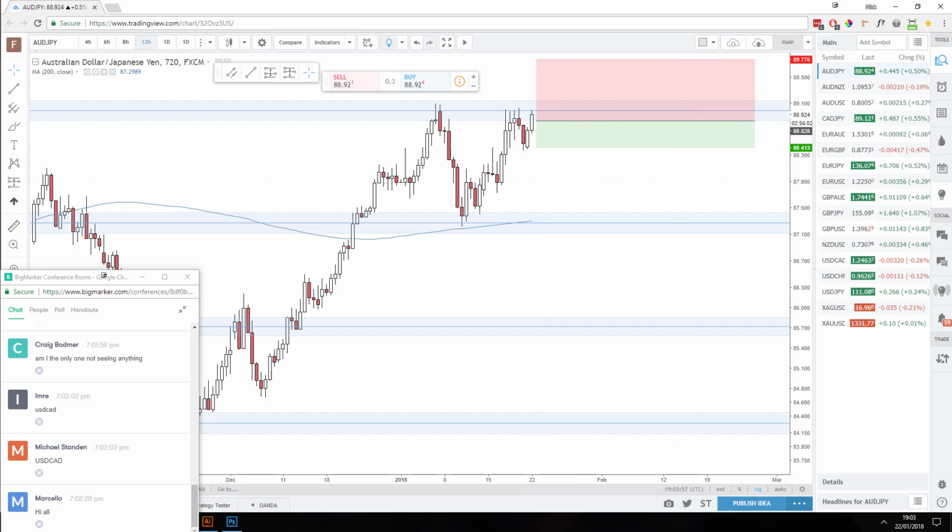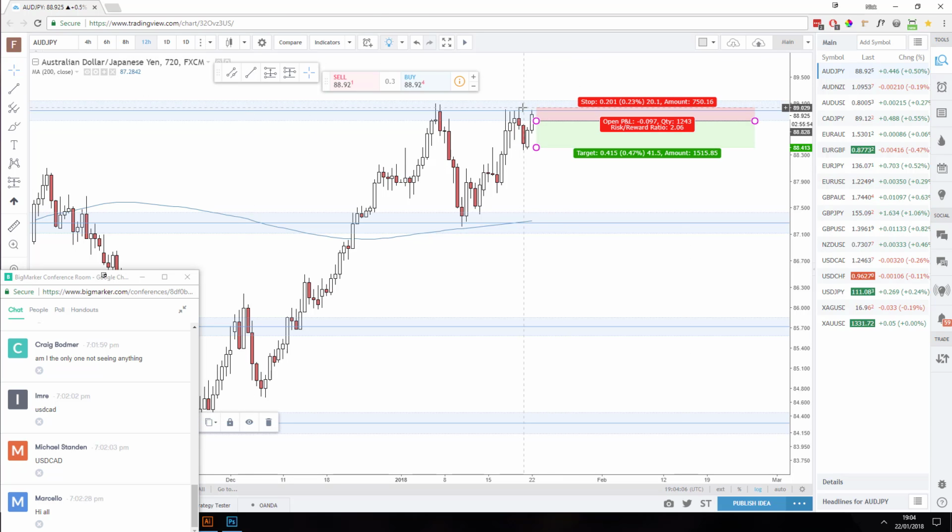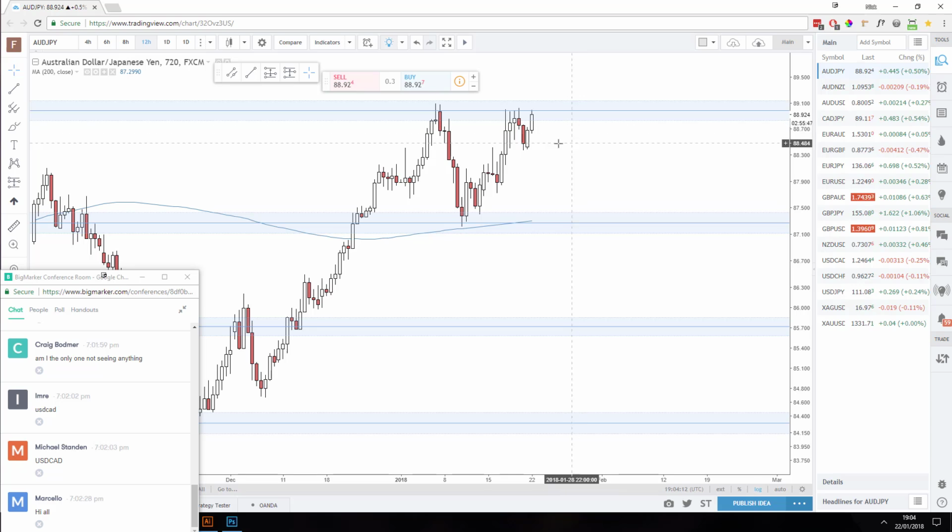So I would want to have a target there because there's a recent pretty strong low there. That would mean I'd have to have a super tight stop loss to get any kind of good risk to reward ratio. So this trade doesn't really make much sense to me. Right now, I'm probably not going to do anything with AUDJPY.